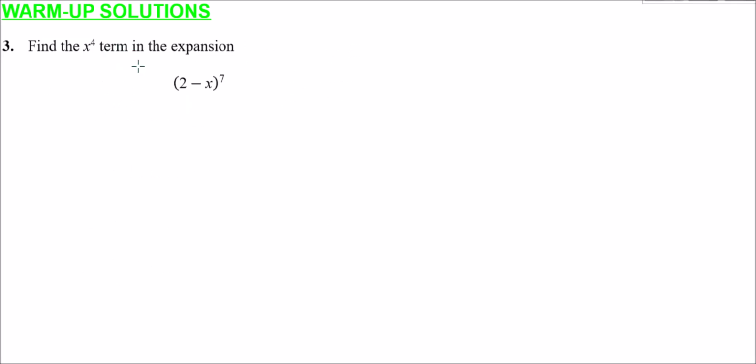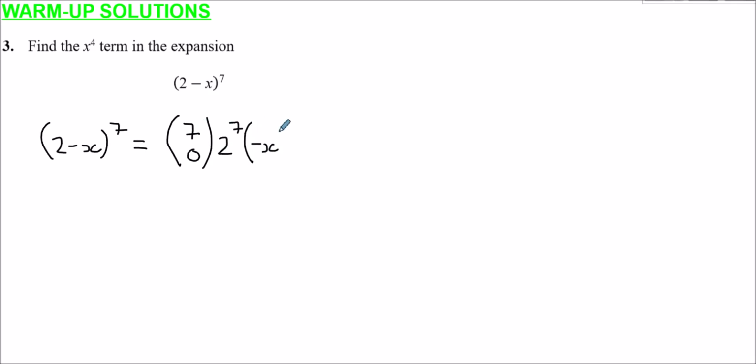Find the x to the power 4 term in this binomial expansion. So now I'm just going to remind you of how to expand a binomial. So (2 minus x) to the 7. First of all, we start with 7 choose 0. The power of the first term, the 2, starts at 7, the same value as this, and the power of the second term in the bracket is 0.